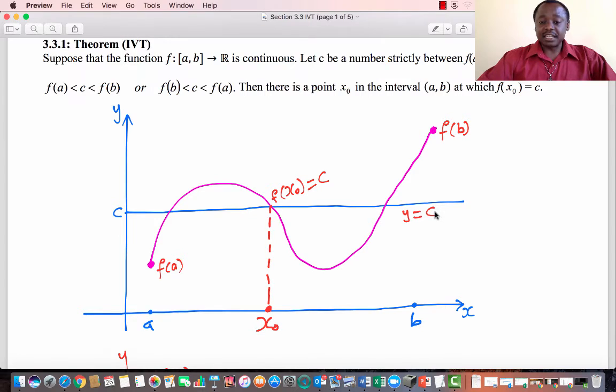So IVT says if f is continuous on this closed bounded interval and there is a c strictly between f of a and f of b, then I can always find an x naught such that f of x naught equals c. In other words, the graph of this continuous function intersects the line y equals c. As a matter of fact, for this particular case, you can see that we have a point right here, which is a point of intersection. Here is another point, and here is another point.